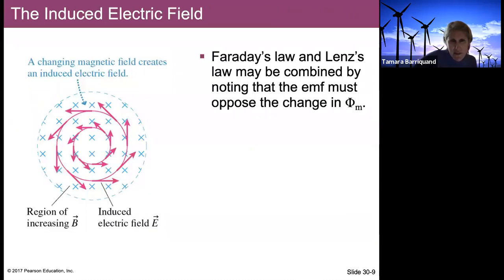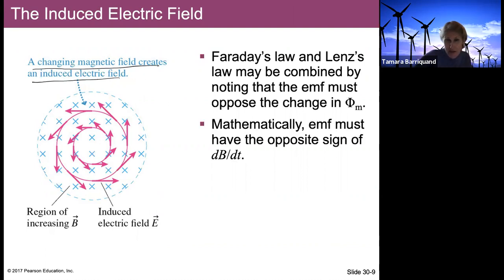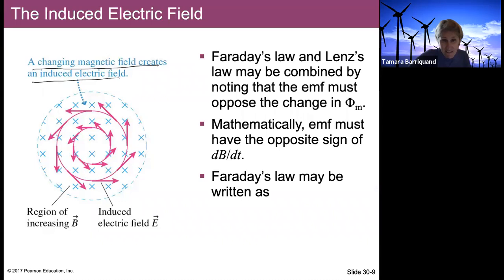So Faraday's law and Lenz's law may be combined by noting that the EMF must oppose the change in the magnetic flux. In this case, we see that a changing magnetic field creates an induced electric field. And if we combine them, mathematically, the EMF must have the opposite sign of dB/dt. So we can rewrite Faraday's law, saying that the EMF is equal to the closed integral of E dot ds, and that must be equal to negative dΦ_B/dt.